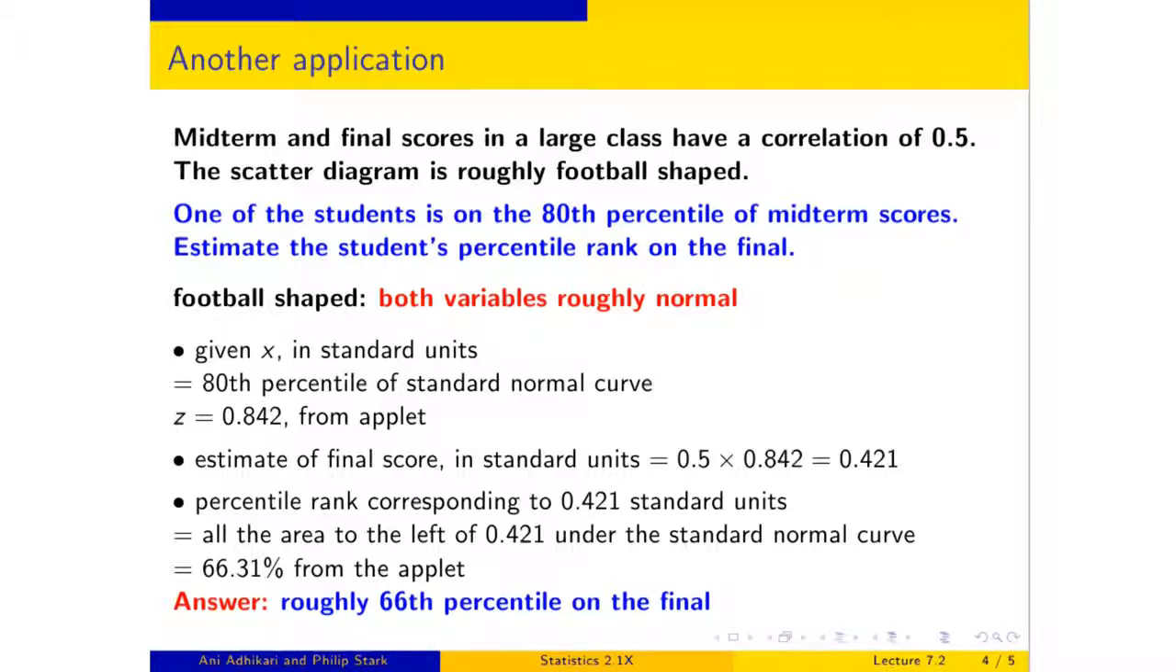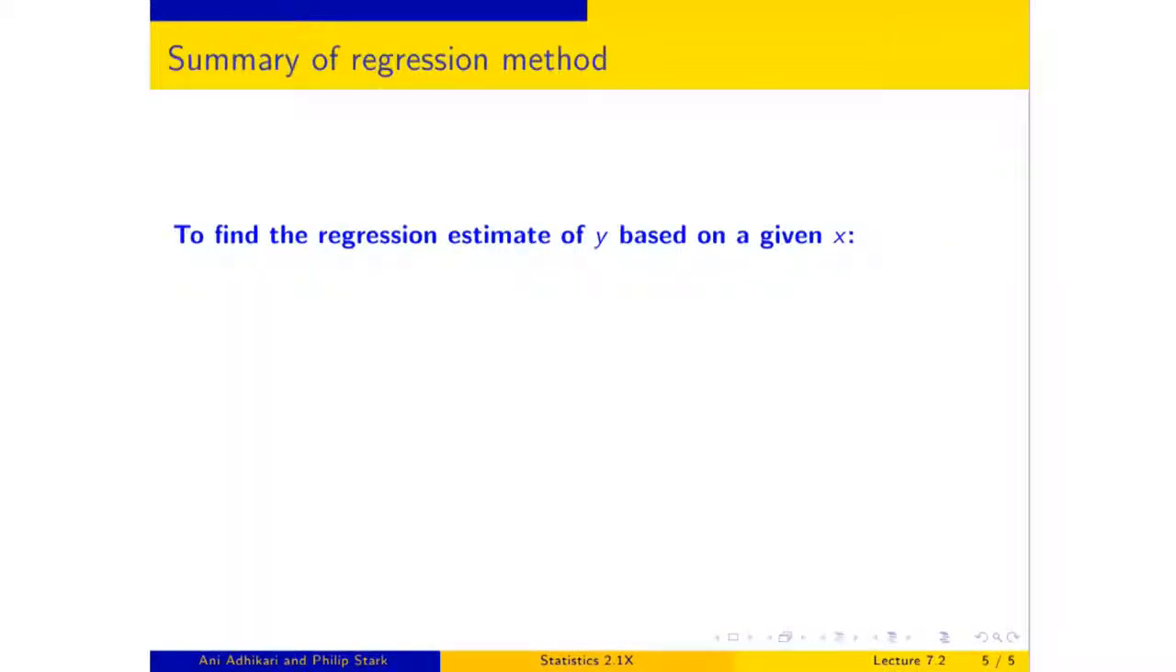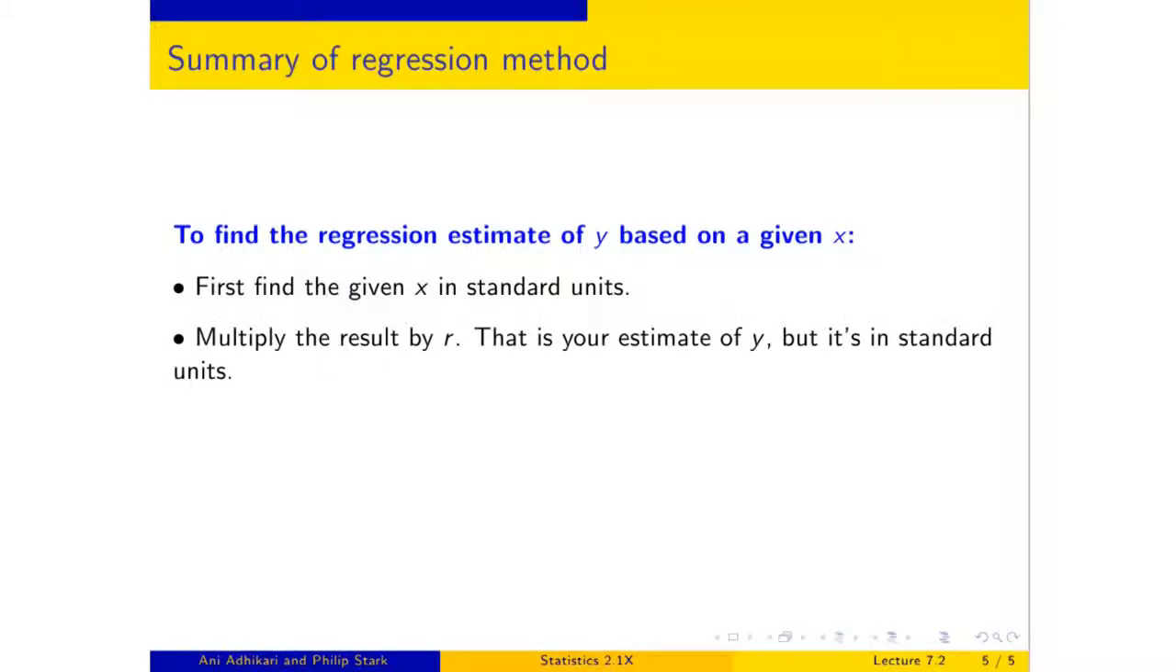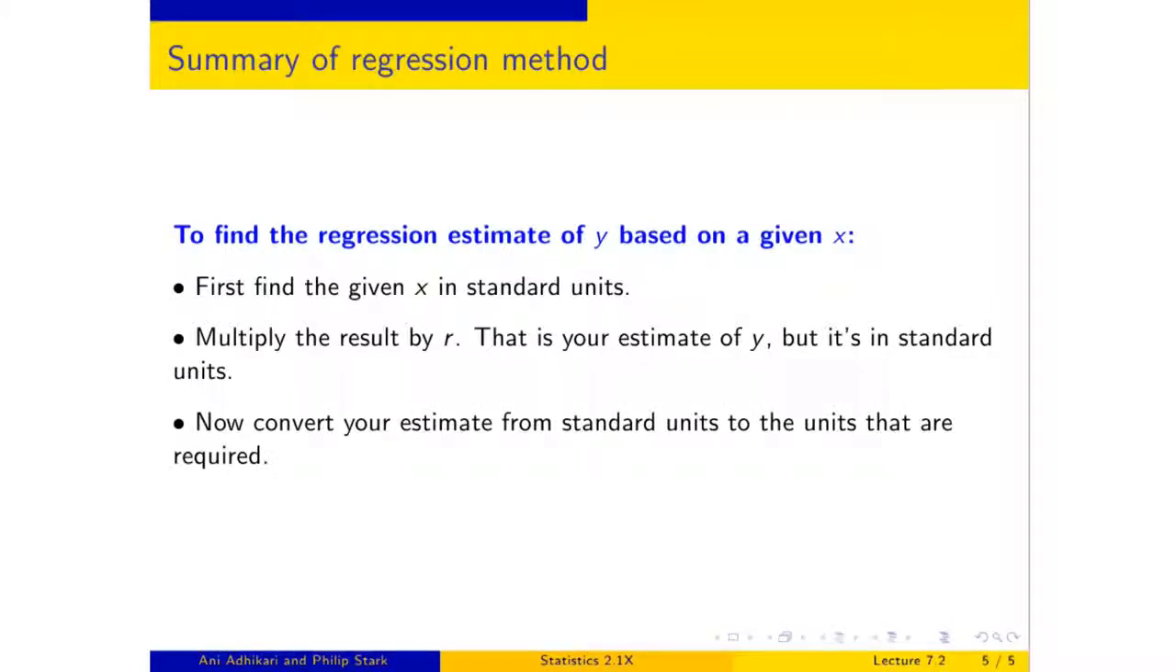So before we go on to examining that in some detail, let's quickly recap what the regression method is. What is it for? It is to estimate y given x. In other words, it's to estimate one variable given the value of another. There are three moves. You take what you've got and you convert it to standard units. We work in standard units. The estimate that you're looking for is that number multiplied by r. But at this stage, your estimate is in standard units. So, at the final step, convert those standard units to the units that are desired.